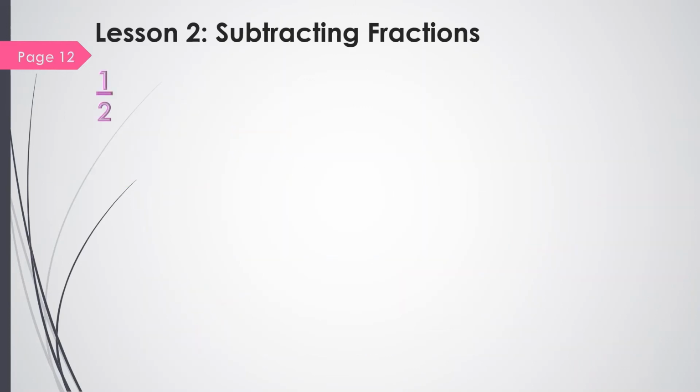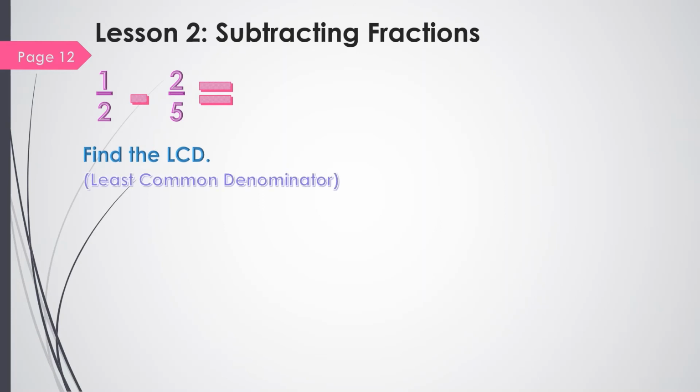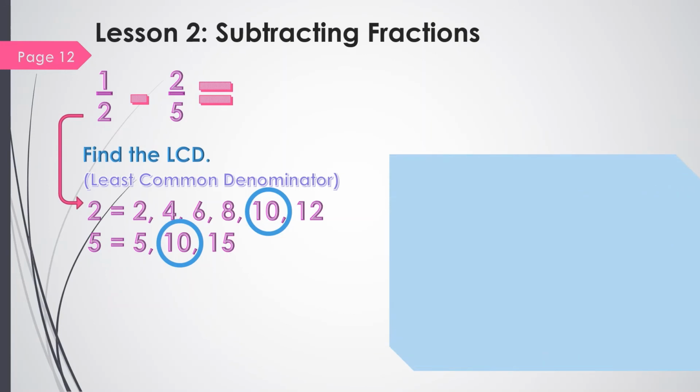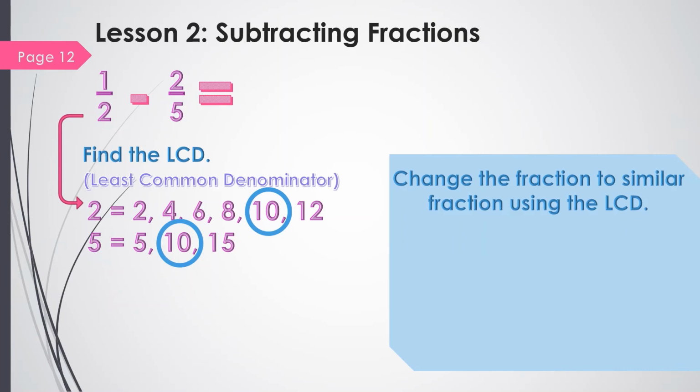Let's get it on. We have 1/2 minus 2/5 is equal to blank. First, you're going to look for the LCD or the least common denominator. Yung parang skip counting lang para mas madaling intindihin. So you have 2, 4, 6, 8, 10, 12, and 5, 10, 15, and you have the same thing there, 10, right? So you're going to use your LCD as the common denominator. So you're going to change the fraction to similar fraction using the LCD.